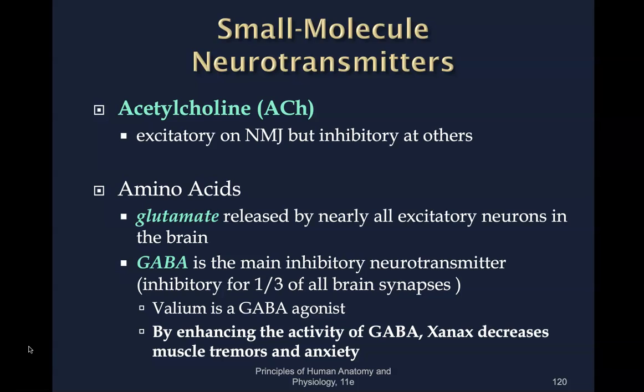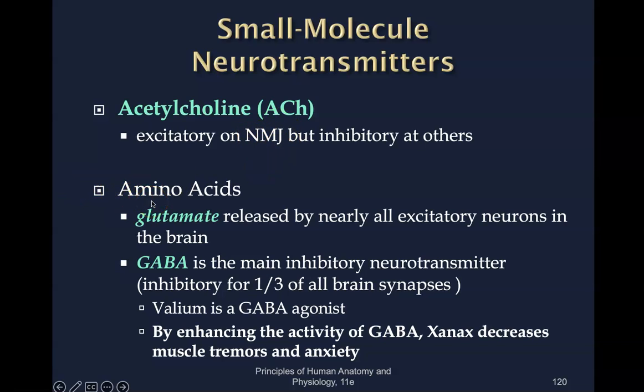Thankfully, we've already done acetylcholine. Acetylcholine is released at the neuromuscular junction. It's excitatory at the neuromuscular junction, but in other areas of the body, it could be inhibitory. That's kind of interesting, and we'll get into that a little later. But you should know acetylcholine for sure for this next test. It's excitatory at the neuromuscular junction, right? So when muscle binds acetylcholine, it's going to be excitatory.